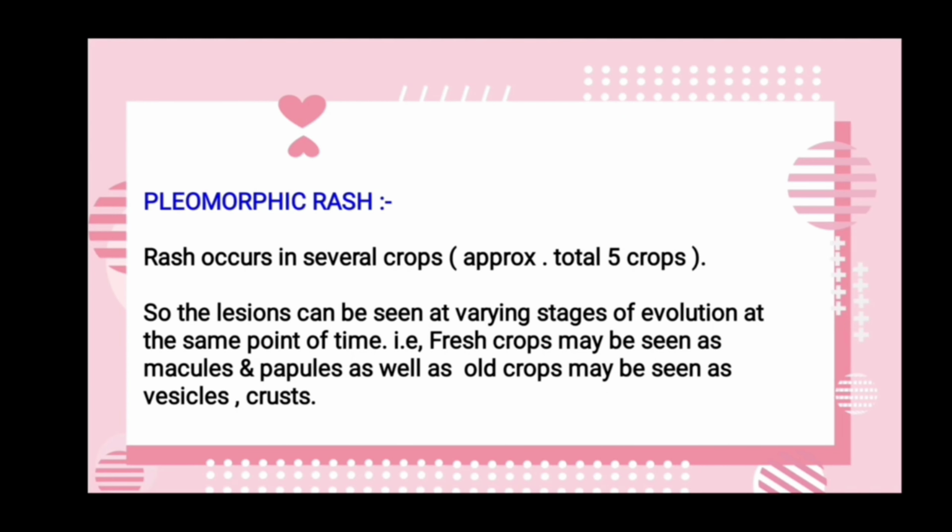It is a pleomorphic rash. That means the rash occurs in several crops. Approximately total 5 crops can occur. So the lesions can be seen at varying stages of evolution at the same point of time. That means fresh crops may be seen as macules and papules, as well as at the same time old crops of lesions may be seen as vesicles and crusts.